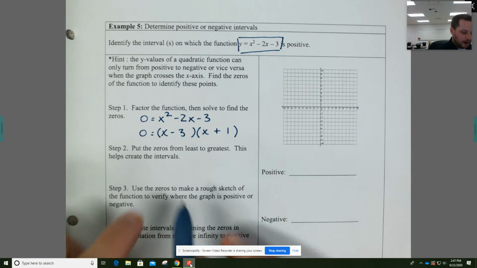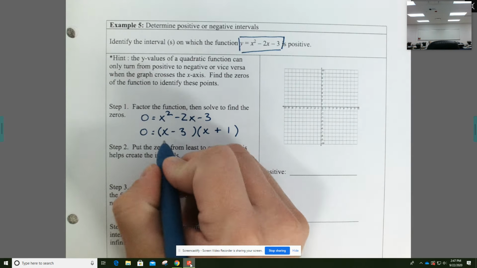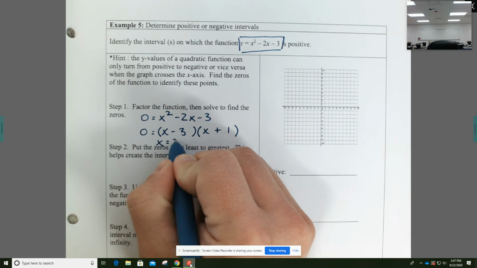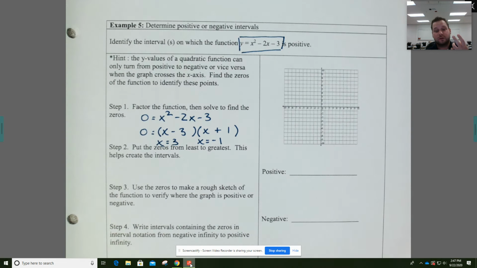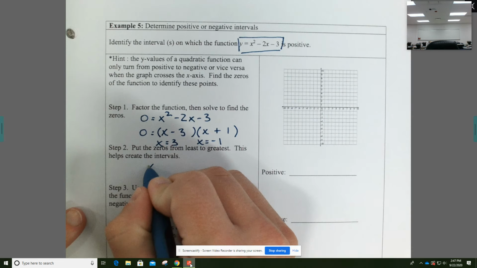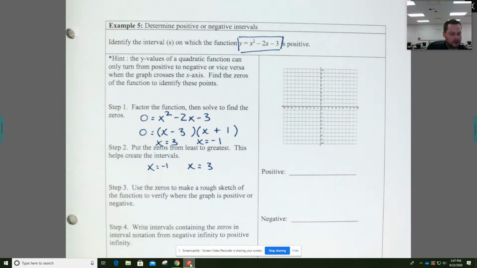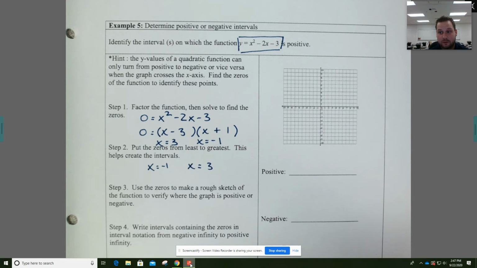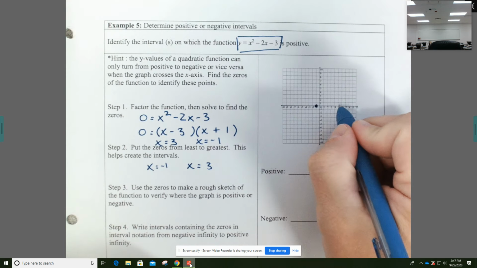All right, now I have to solve that. So that's where last time we met, we said we're going to set each factor equal to 0 and solve. When we do that, we're going to get solutions of x equals 3 and x equals negative 1. Okay, so I have my 2 zeros. We need to go ahead now and list them from least to greatest. So I have an x-intercept at negative 1, and I have an x-intercept at 3. Okay, so I'm going to go ahead and plot those points on the graph. So we have a dot at negative 1. We have a dot at positive 3.